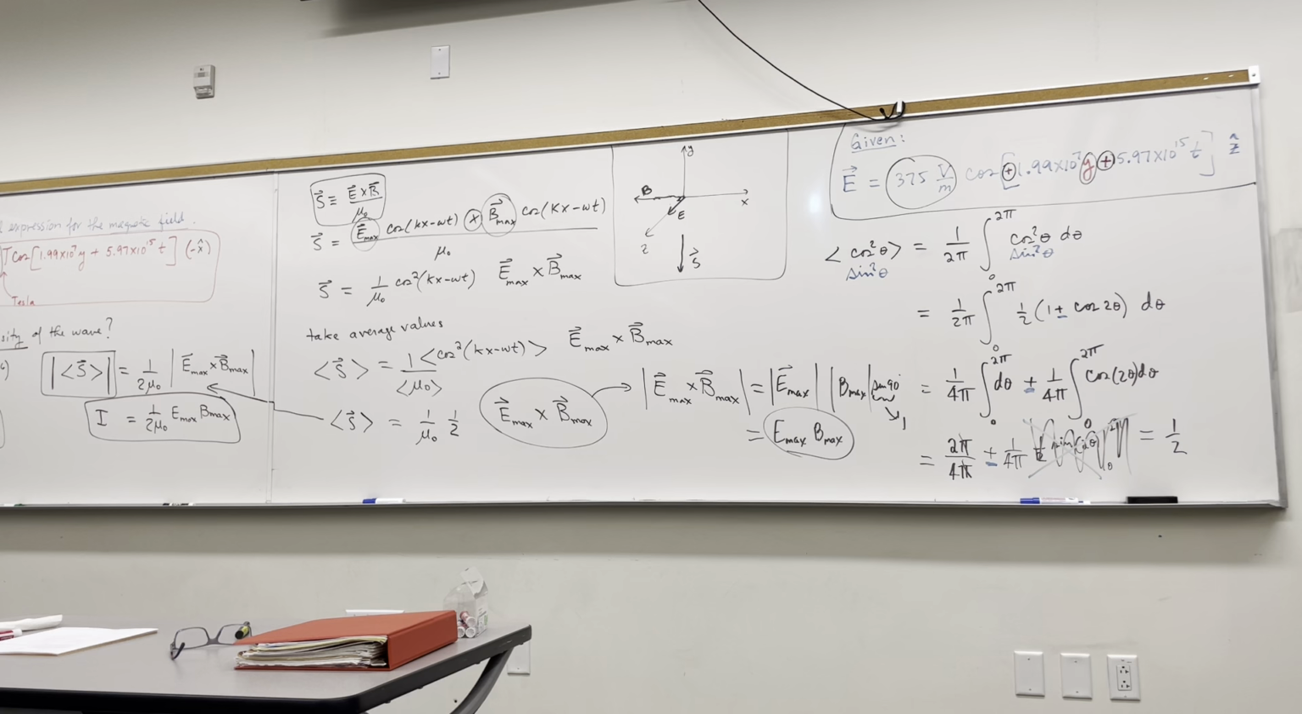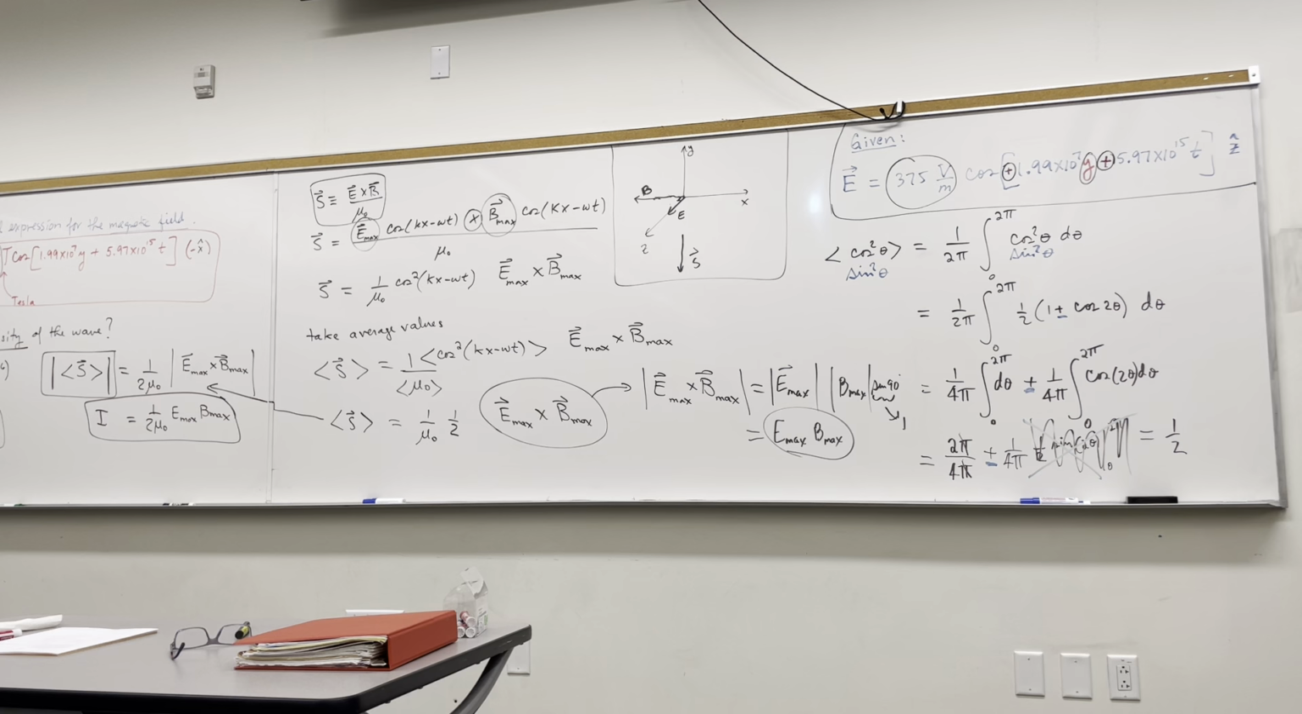And this is the definition of the intensity. The intensity of a wave is the magnitude of the average value of the Poynting vector. So take the Poynting vector, take the average of it, and that'll be some vector in some direction with some magnitude. So it's the magnitude of that vector. That's the intensity. The intensity is the magnitude of the average value of the Poynting vector. That's defined as the intensity.